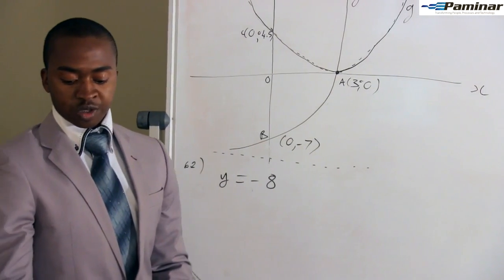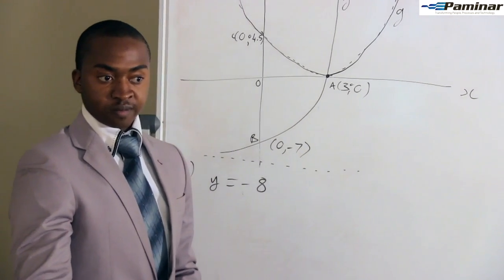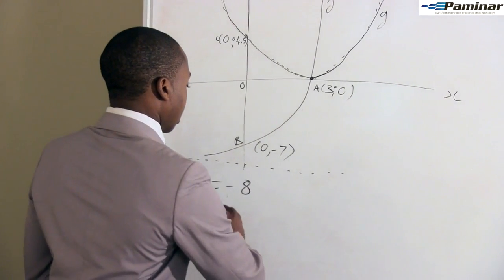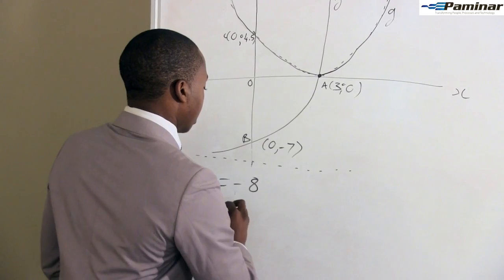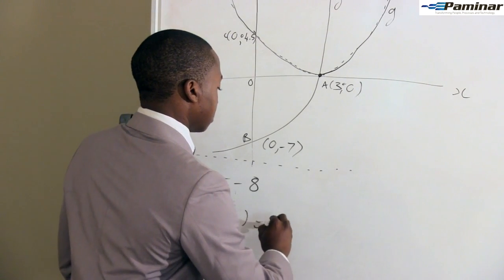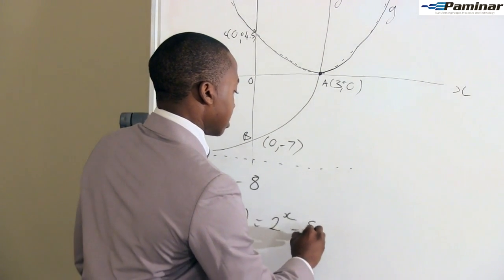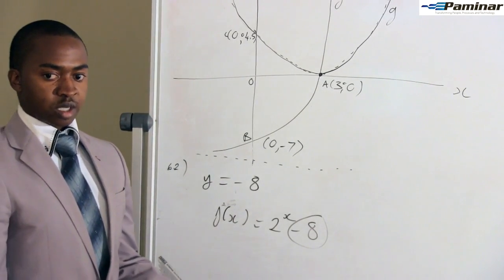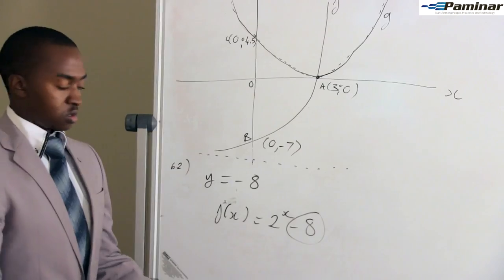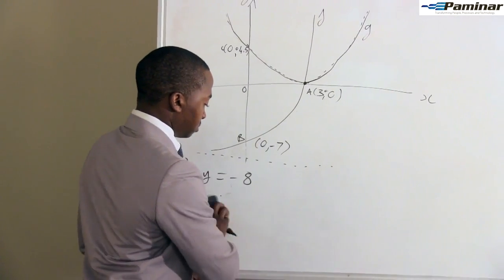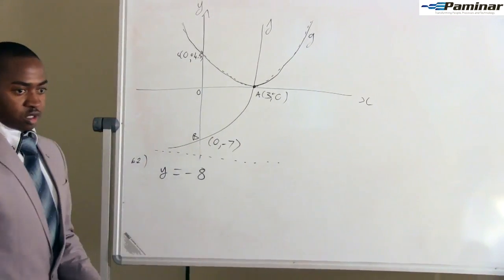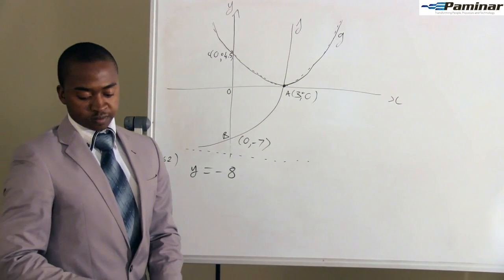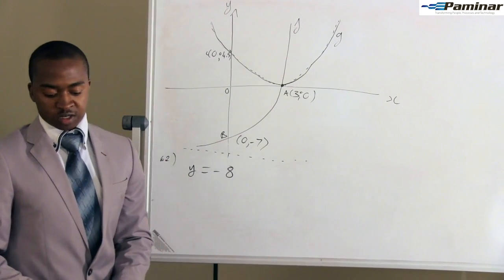If you're in doubt, you can always take the equation that you're given. They gave it to us as f of x is equal to 2 to the power x minus 8. This part over there, that's your asymptote. So y is equal to negative 8. Any questions with that? Okay, cool. Let's move on to the next question.